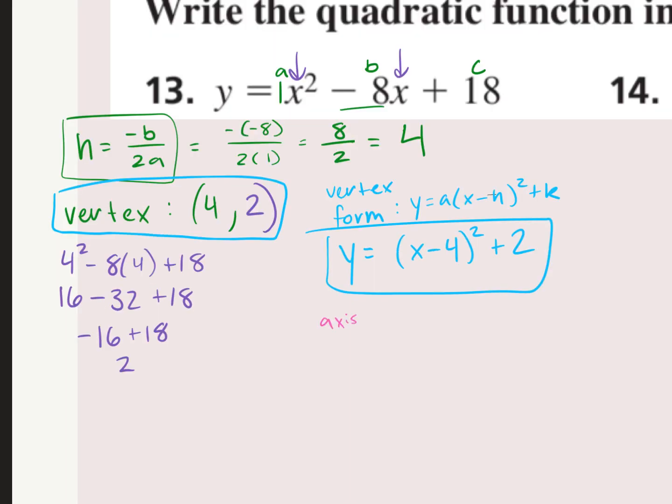This question doesn't ask for it, but let's find our axis of symmetry. Our axis of symmetry is x is equal to h. What's our h here? 4. So x is equal to 4. Once you have the vertex, there's no math for your axis of symmetry. It's just whatever your h value is. So it's just x is equal to whatever your h is. We use the same h as in our vertex.